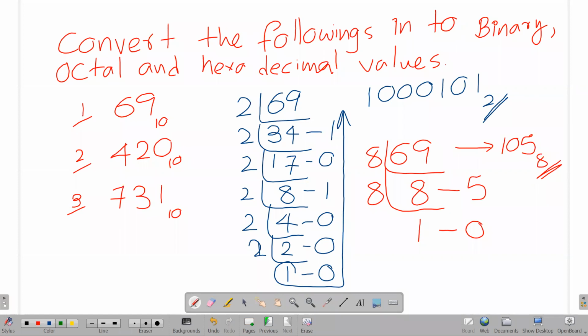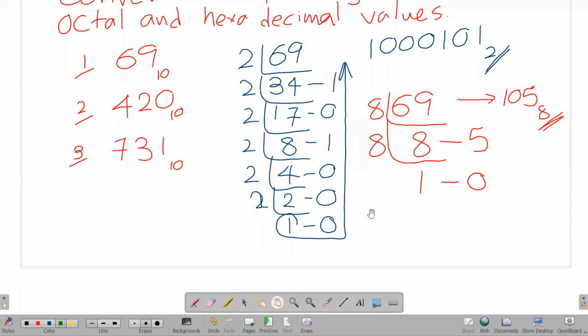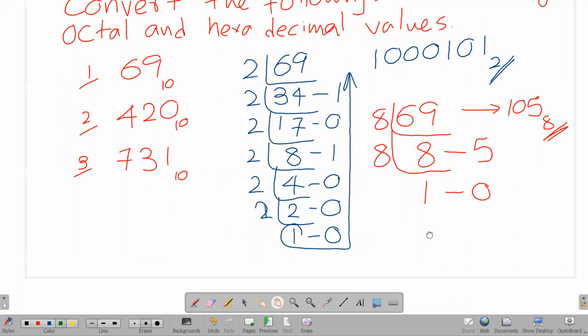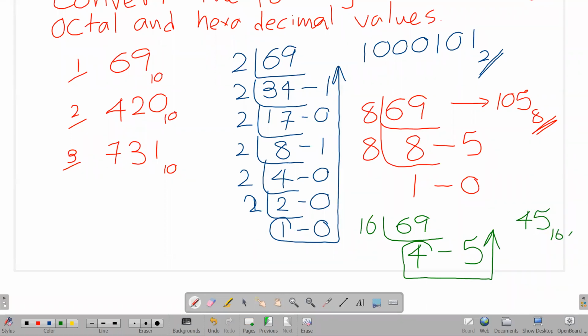Right, and when it comes to hexadecimal, 69 divided by 16, it has 4 sixteens, that means 64 and 5 is remaining, and that's all you have to do. So the answer is going to be 45 in hexadecimal. Simple as that. So check whether what you have done is okay.